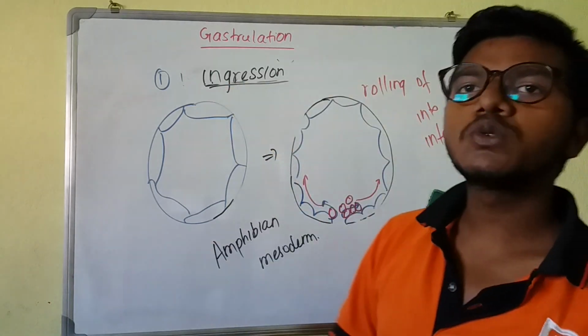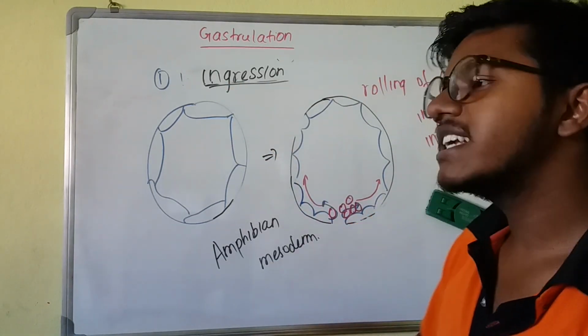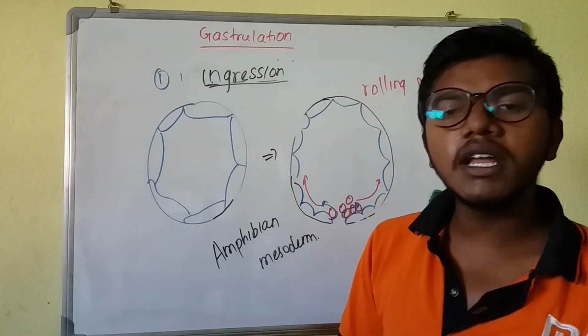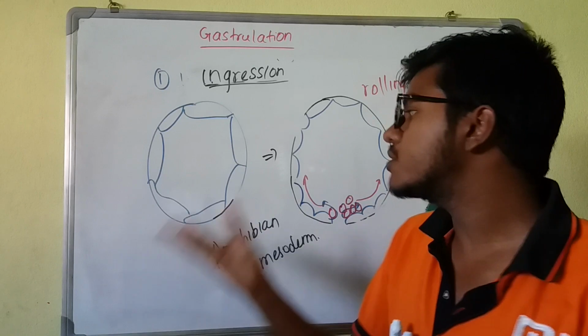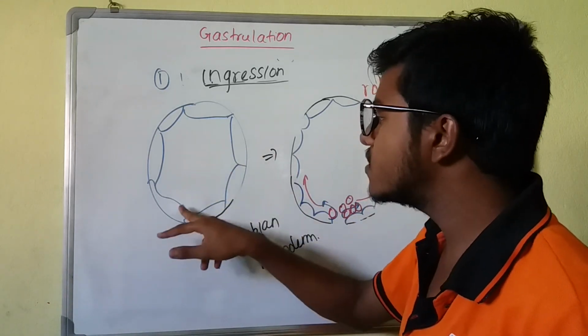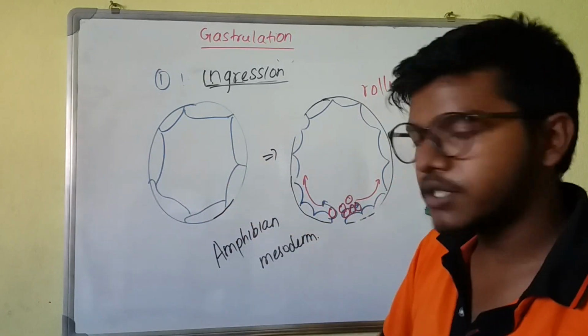So what actually is ingression? Ingression is simply the multiplication of new cells, and the new cells are thrown inside into the blastocoel. That is the migration of newly formed cells into the blastocoel.